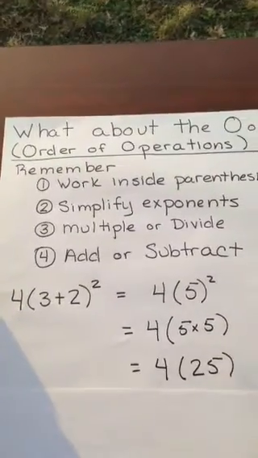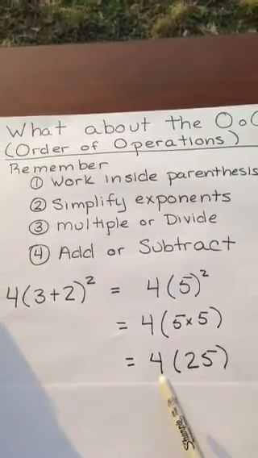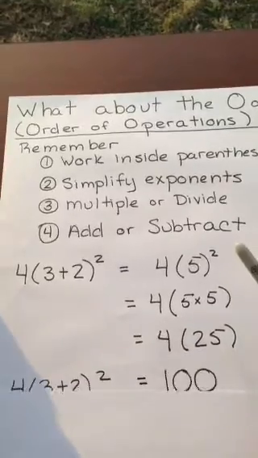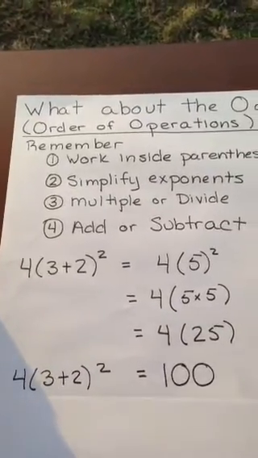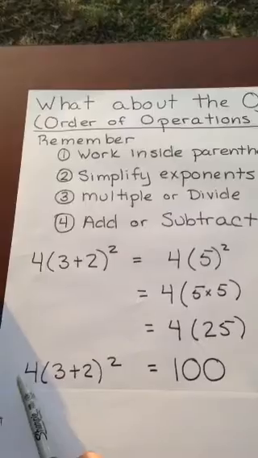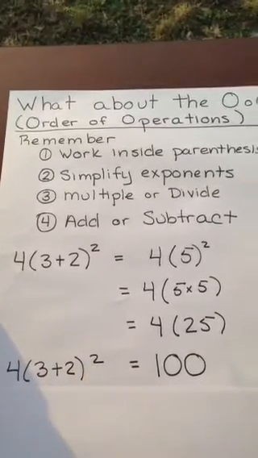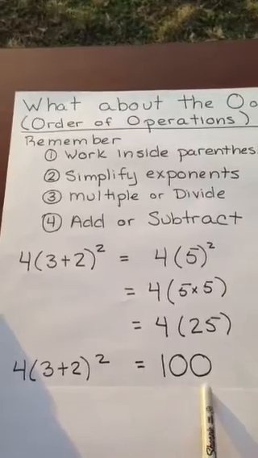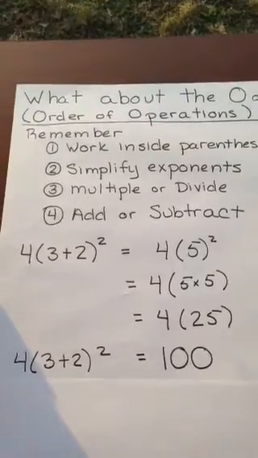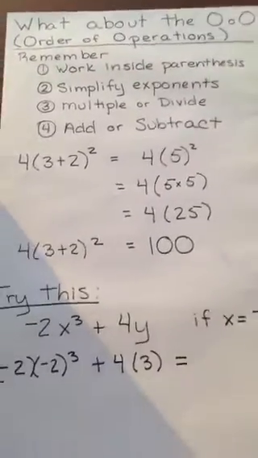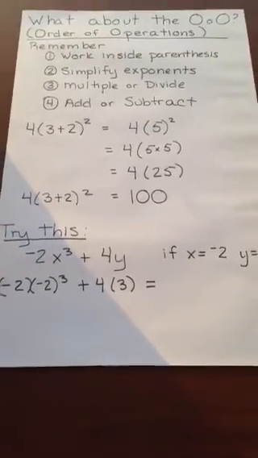So what's 5 times 5? Well, that's 25. And what's 4 times 25? It is 100. So 4 times (3 plus 2), close parentheses, raised to the second power, this is equal to 100. All right, why don't you pause this, and I want you to try this one.